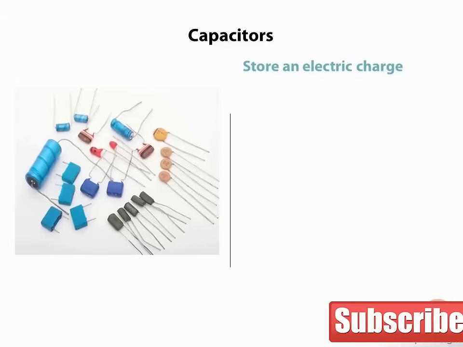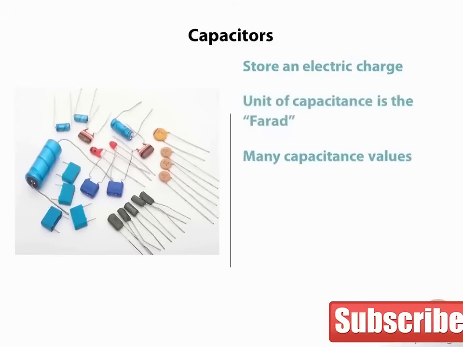The measurement of capacitance is the farad. Just like resistors, capacitors can have very small capacitance values and go to very big ones. A 1 farad capacitor would be very big, and capacitors are usually orders of magnitude smaller in electronic circuits.